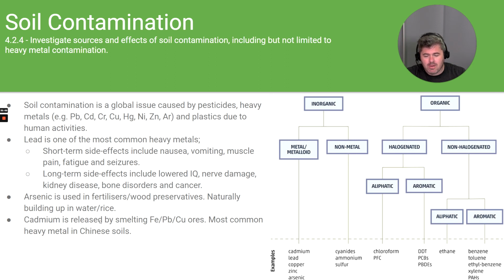Cadmium is a heavy metal that's released by smelting iron, lead, and copper ores. It's most common as a heavy metal in Chinese soils. Now, in China, some government policies have been trying to destroy various heavy metals in very unsafe ways. For instance, burning car batteries. Now, as a result, this creates huge amounts of air pollution as well as leaching heavy metal into the soils and killing off lots of plant life that could be advantageous for them. But seeing as it's easier, that's what they do.